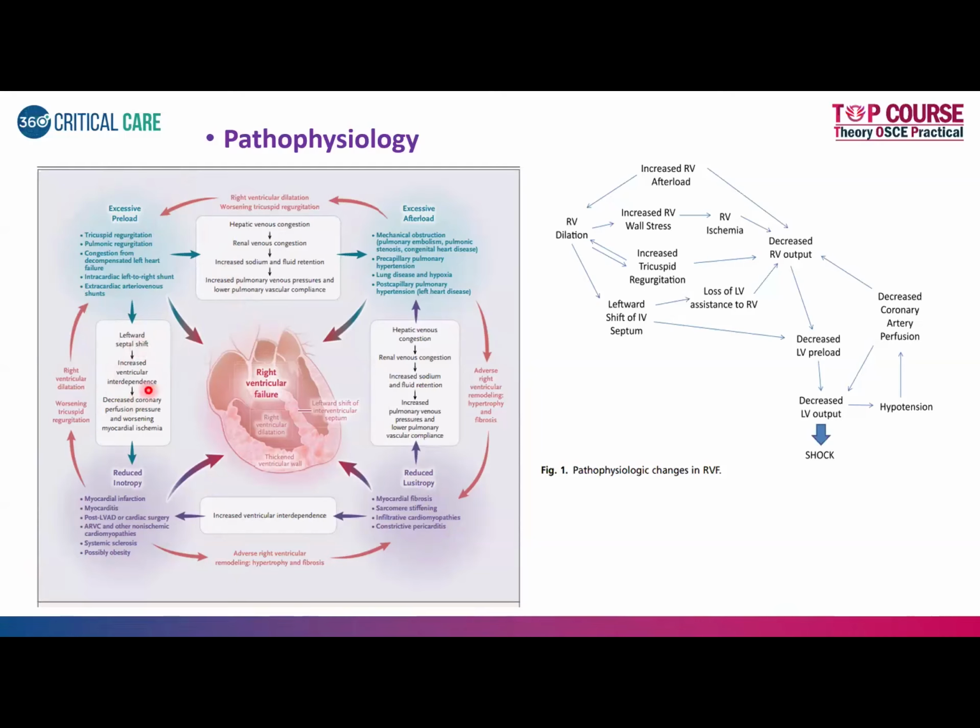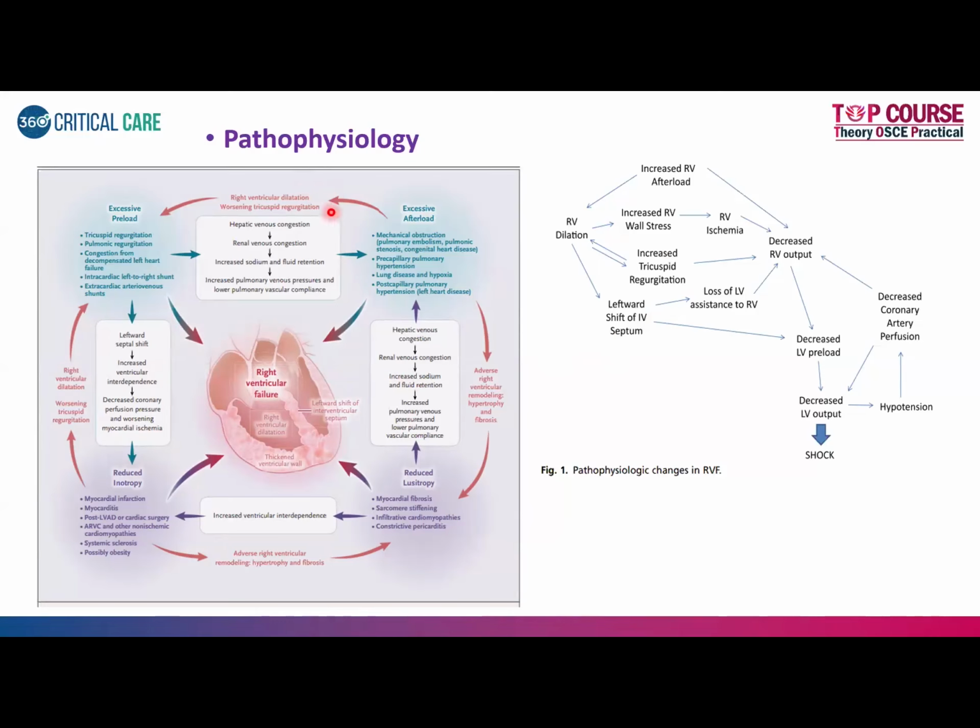Whenever there is a leftward septal shift, there is an increase in ventricular interdependence. This is one of the most important mechanisms of heart-lung interaction, and this can result in a decrease in the coronary perfusion pressure, worsening the myocardial ischemia. Initially, when the right ventricular failure is happening, it starts with a right ventricular dilation, which results in the leftward shift of the left ventricle. So this is one of the mechanisms.